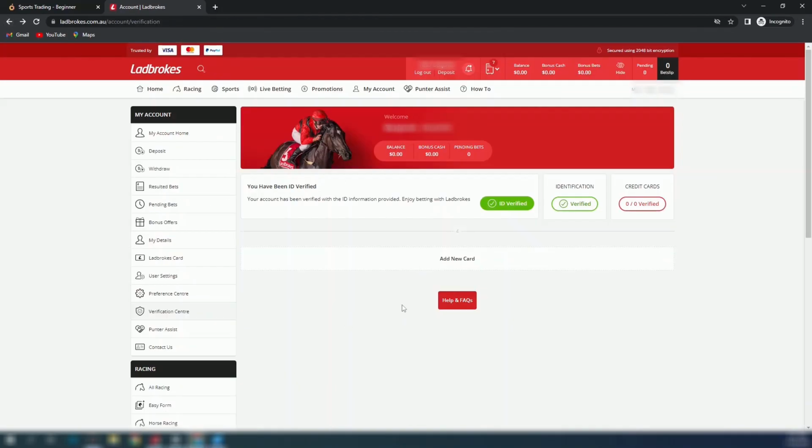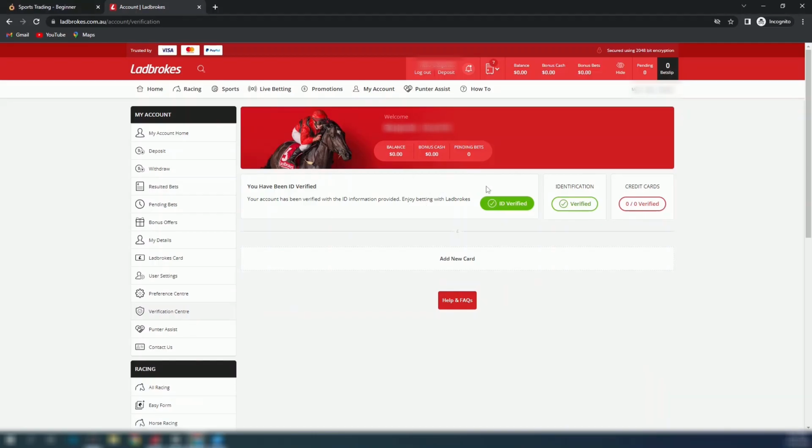And once that's done, you should see here that your ID has been verified, and you'll see over to the right that it says you need to verify your credit card. Now, we haven't seen this yet in the practical modules that we've been doing, but it is a common requirement of bookmakers that you also verify your credit card that you use to make your deposits. Now, we can't verify our card until we've made our first deposit, so once we've made our first deposit, I'll cover how to verify the card once we've done that.